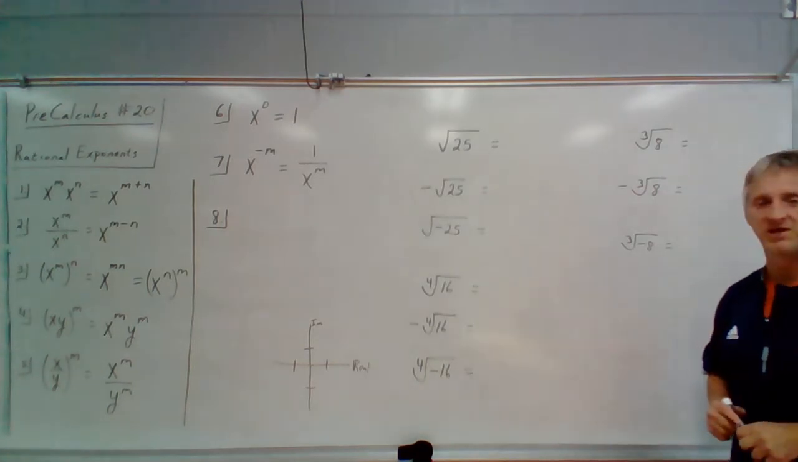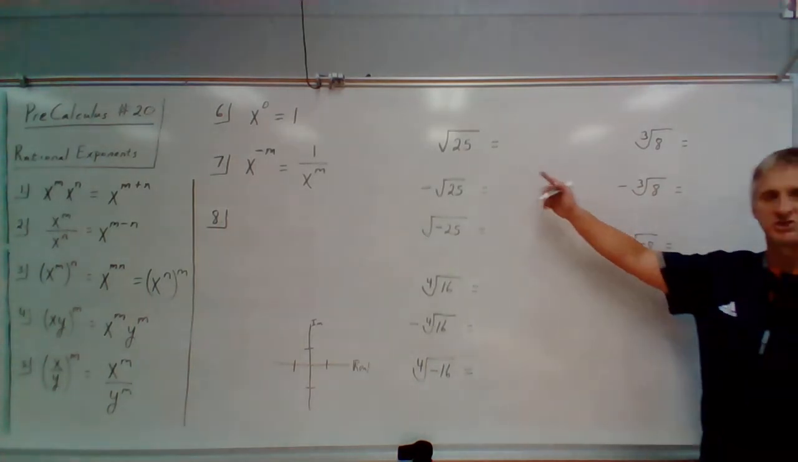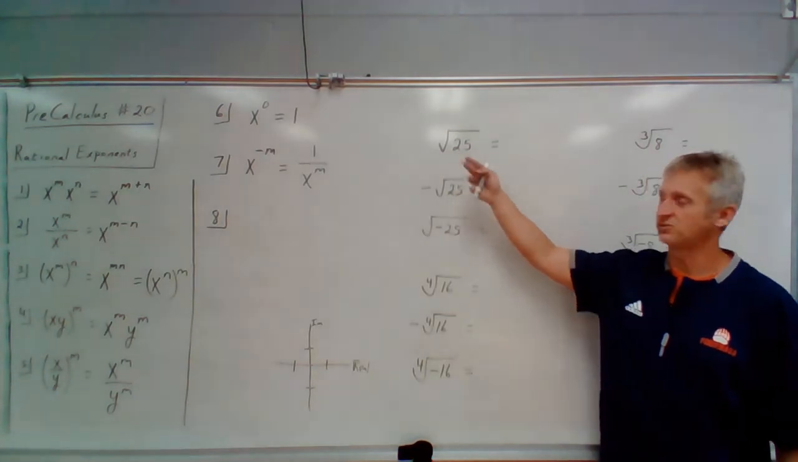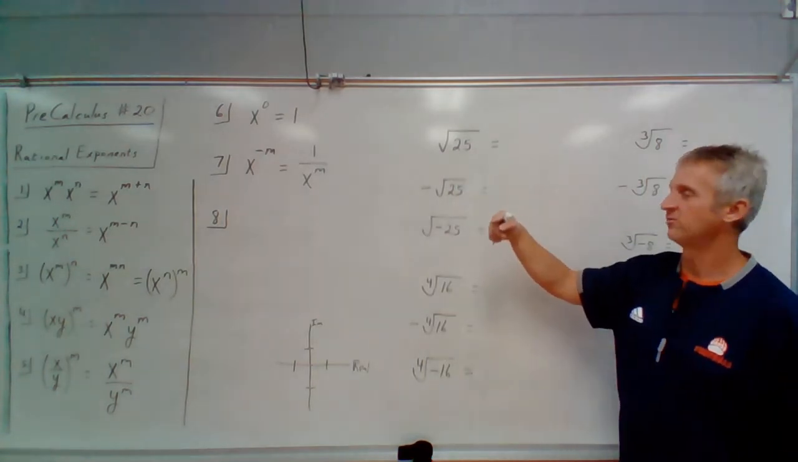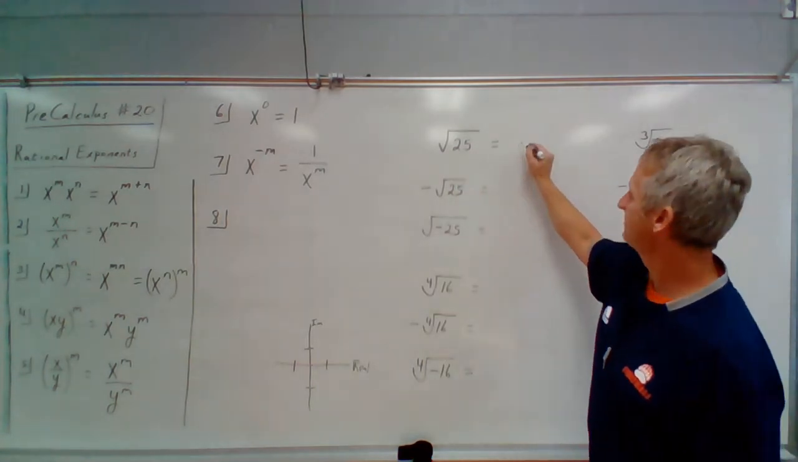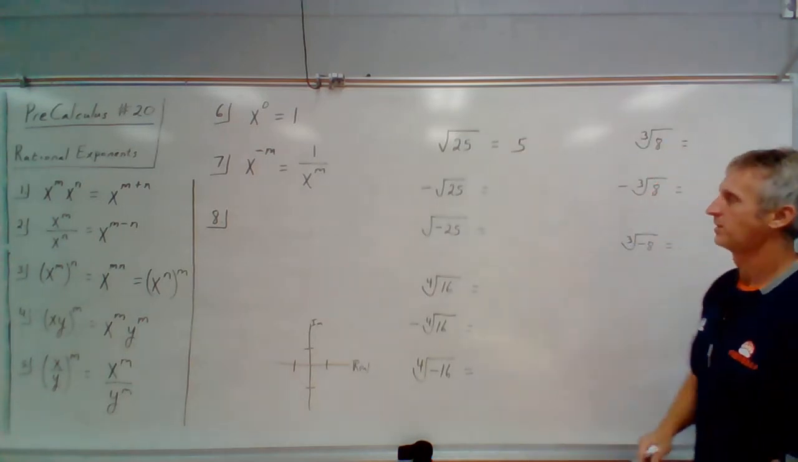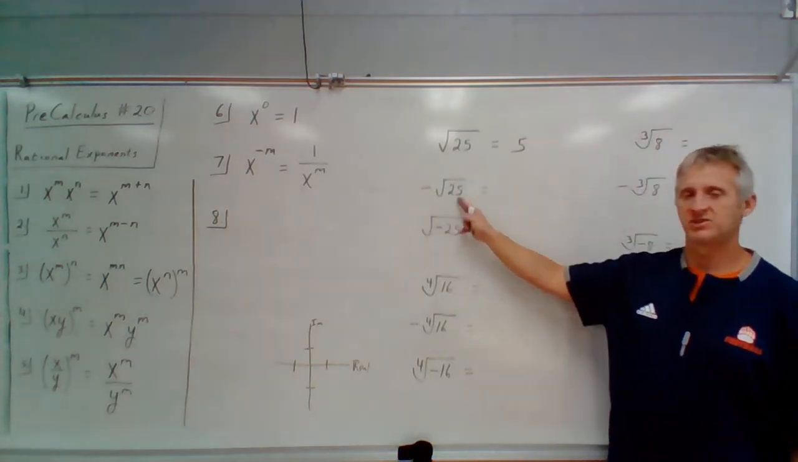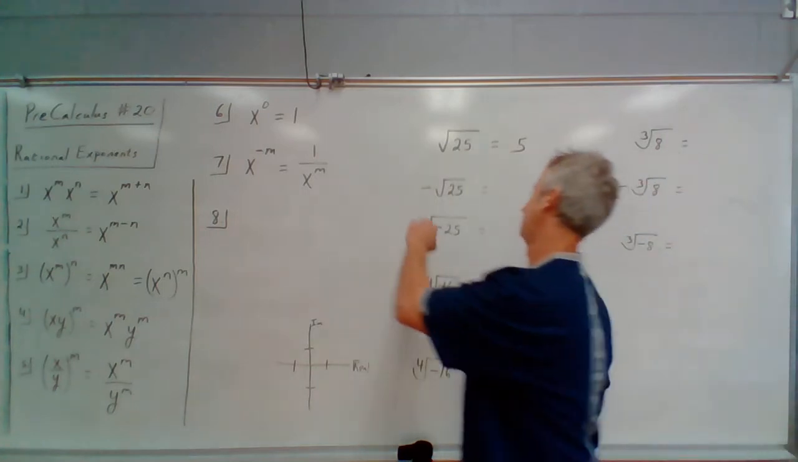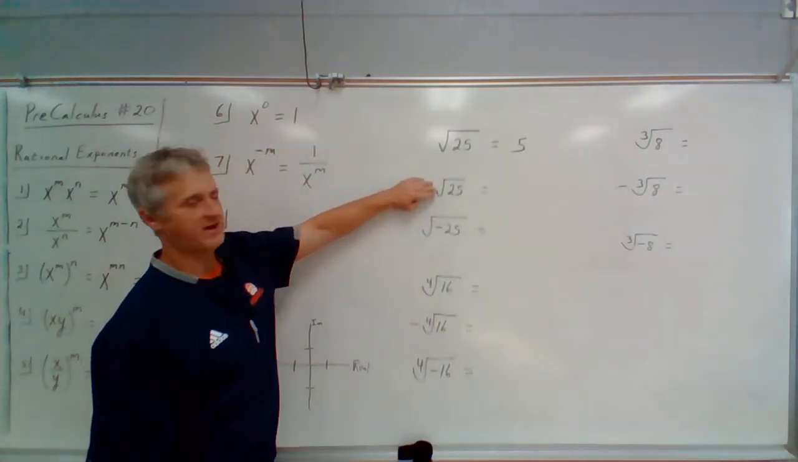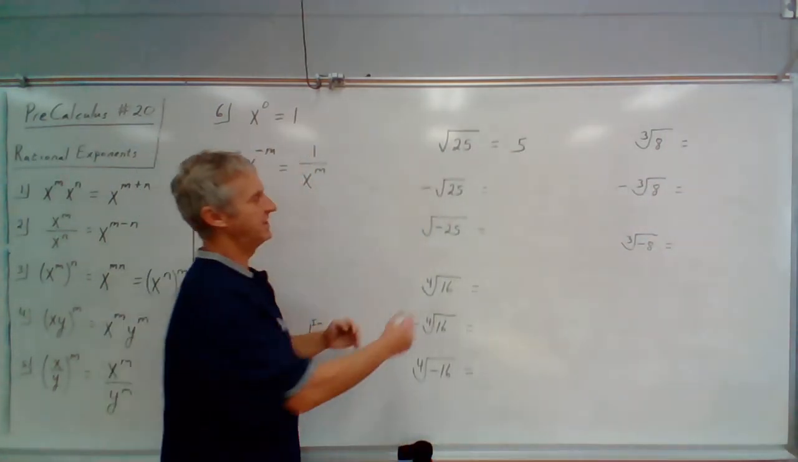All right, let's look at some interesting examples here. So what's the square root of 25? Well, that means what number do you square, or multiply by itself, to get 25? Obviously, that's 5. What about the negative square root of 25? So the square root of 25 is 5, so it would be negative 5.